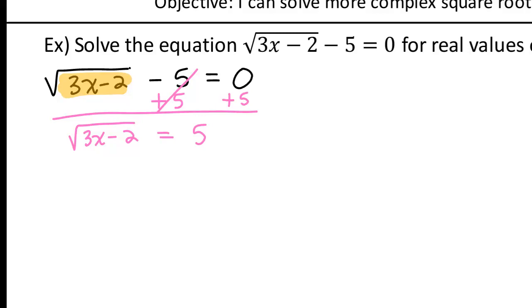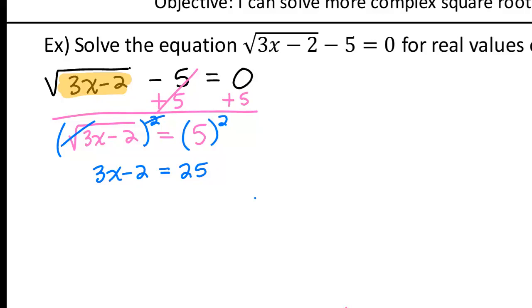So what did we do yesterday to get rid of the square root? Square both sides. We're going to take this, square it, and square the 5. Then the square root cancels out the squared. We're left with 3x minus 2 equals, what's 5 squared? 5 times 5 is 25. Good.